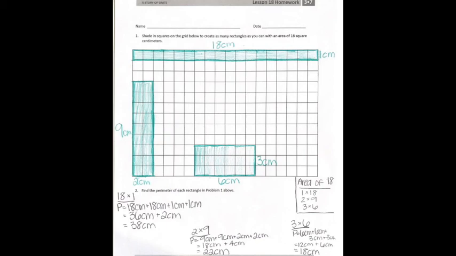Next, I did my perimeter for my rectangle that is 2 centimeters by 9 centimeters. 9 centimeters plus 9 centimeters plus 2 centimeters plus 2 centimeters. 9 plus 9 is 18 and 2 plus 2 is 4. 18 plus 4 is 22 centimeters. And lastly, I did the 3 times 6. So adding up the side lengths, I get 6 centimeters plus 6 centimeters plus 3 centimeters plus 3 centimeters. 6 plus 6 is 12, 3 plus 3 is 6. 12 plus 6 is 18, so the perimeter is 18 centimeters.